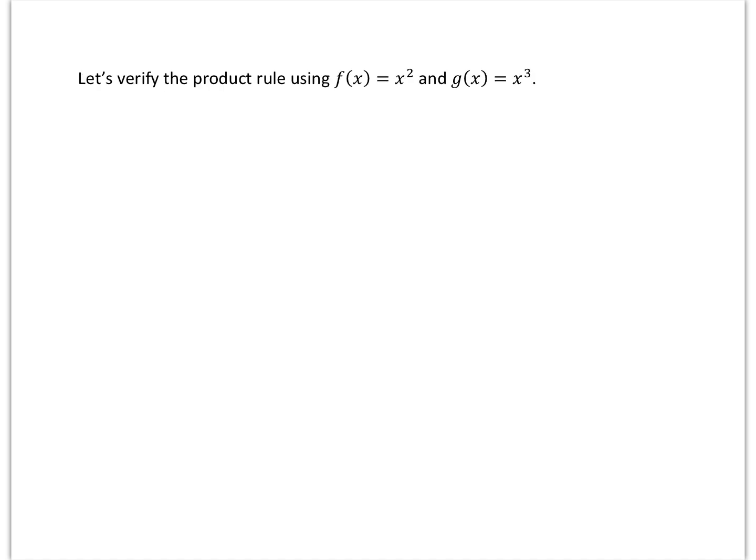Okay, so at the start of this lesson, we showed that the quote unquote obvious rule, what we thought the rule should be for the derivative of f times g, did not hold. Let's make sure that this rule holds for that same example that we tested earlier. f of x will be x squared and g of x will be x cubed. And I want to make sure that the derivative of f times g does equal f prime g plus f g prime.